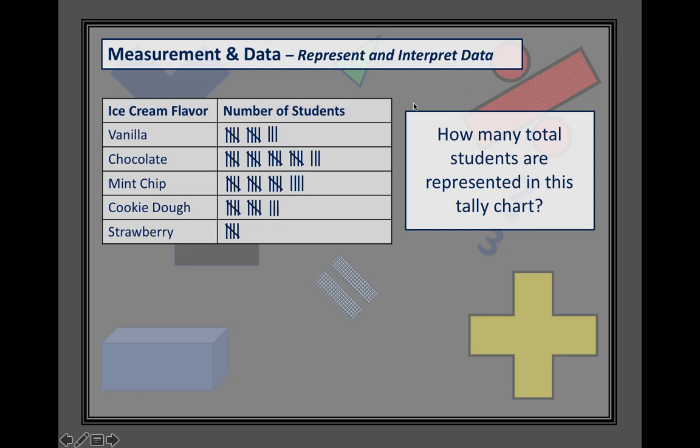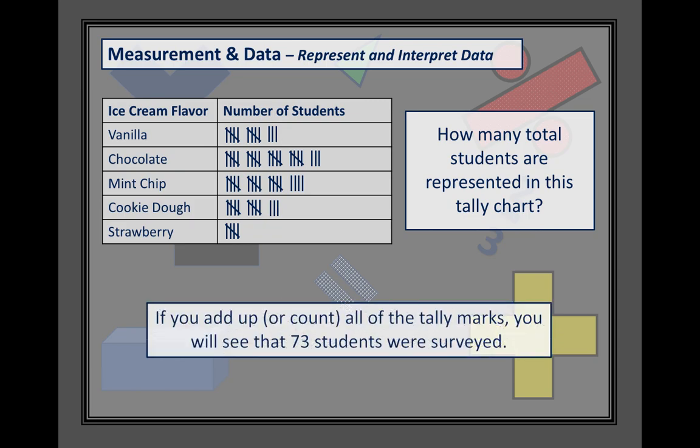So when we do that here, we've got 5, 10, 15, 20, 25, 30, 35, 40, 45, 50, 55, 60. Add up these 4 to that and we get 64, plus 3 more gives us 67, plus 3 more gives us 70, and add on these 3 and we have 73. So if you add up or just count all those tally marks, you'll see that 73 total students were surveyed.